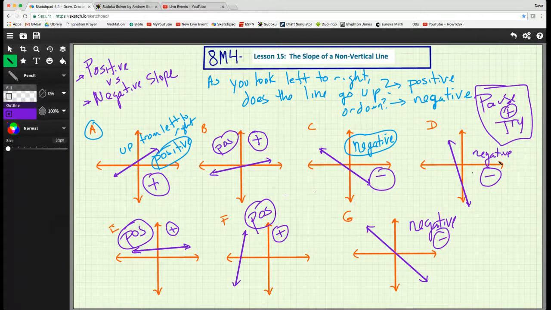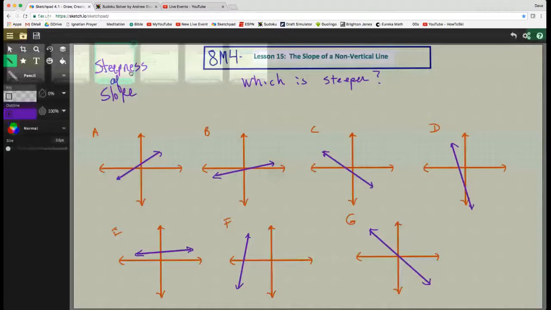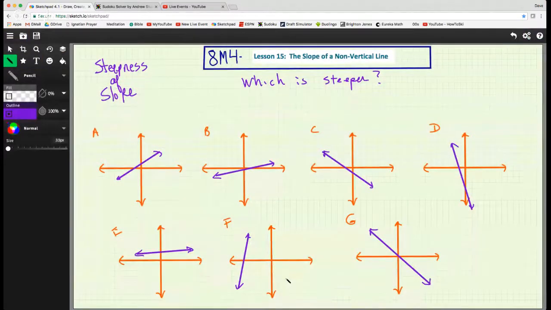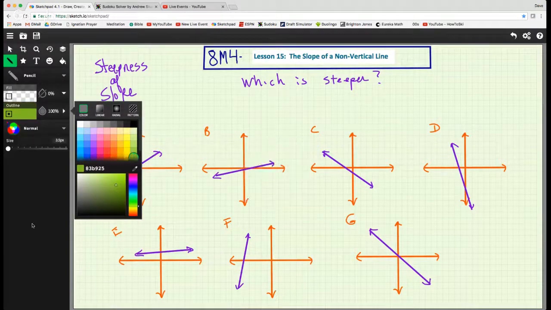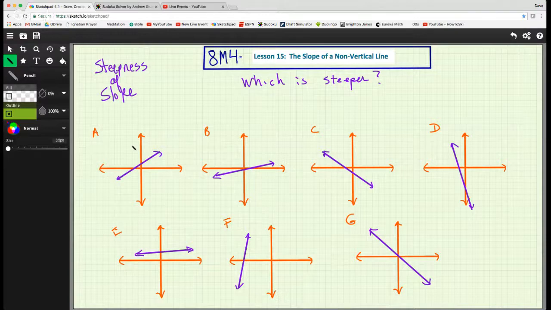You got the idea of positive and negative. Let's talk a little bit more about steepness on the next page, and this should hopefully not be so hard for you. So A and B, we've both identified these as positive slopes. Which one is steeper, A or B? If you were to climb a hill, which one is going to be harder to climb? That's going to be your steeper slope.